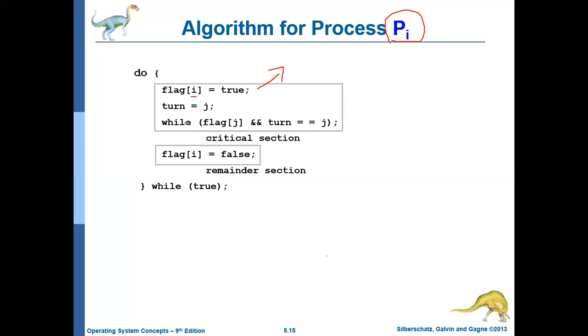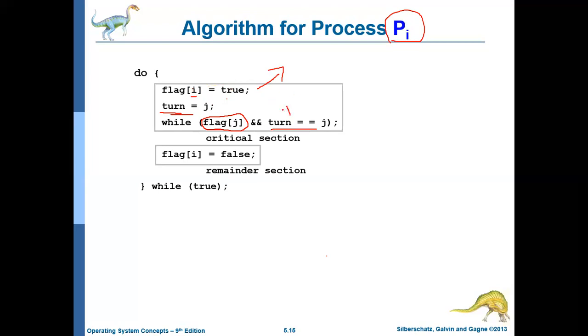But at the same time, it is making turn equal to j. It means that if j wants to enter, let it enter. That is what this statement does. So it makes turn j, and then it executes this while loop: while flag of j. Flag of i is true, that we know because the ith process has made it true. But what is flag of j? We don't know. If flag of j is true and turn is equal to j, and turn is j, that we know.